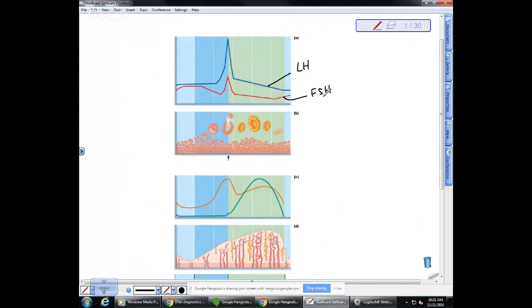Okay. So these have a direct effect on the ovary. And if you look at that spike of LH, you'll notice that corresponds to what happening in the ovary? Ovulation. So it's the spike of LH primarily that causes ovulation to occur.